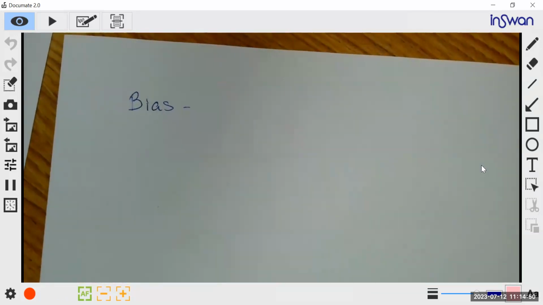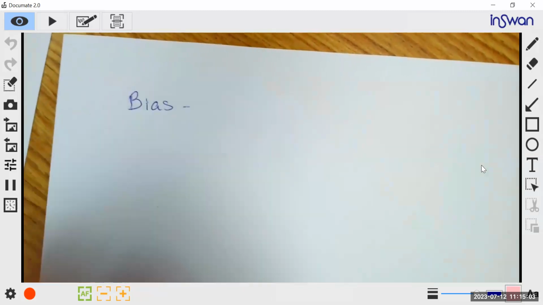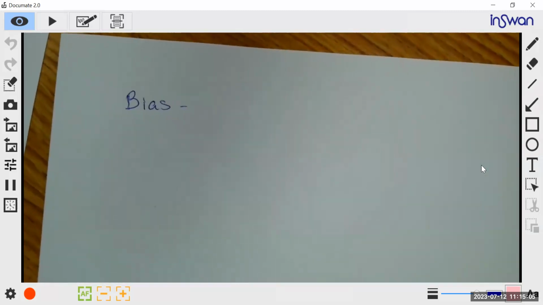When I say bias, what does bias mean? No, not in this case, it won't mean that. Actually, in that context, it means the opposite.